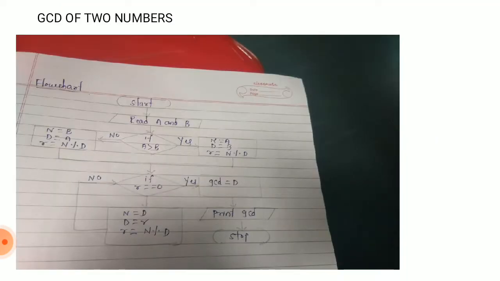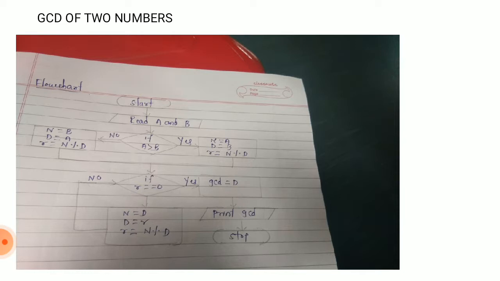Next example, that is the GCD of two numbers. So here also start, read a and b, that is two input values, two numbers you have to read, and now compare a and b. As I told, if there is any comparison, then you have to put the condition in a rhombus. So what is the condition? If a is greater than b. Now here I have taken yes or no, or true or false, or you can also take T and F.